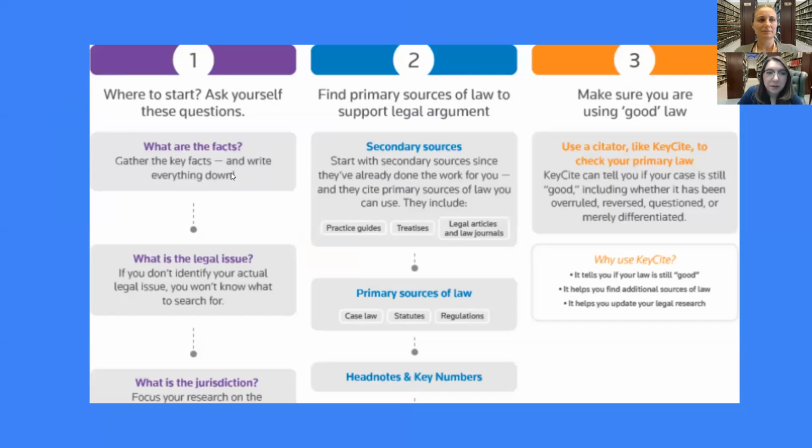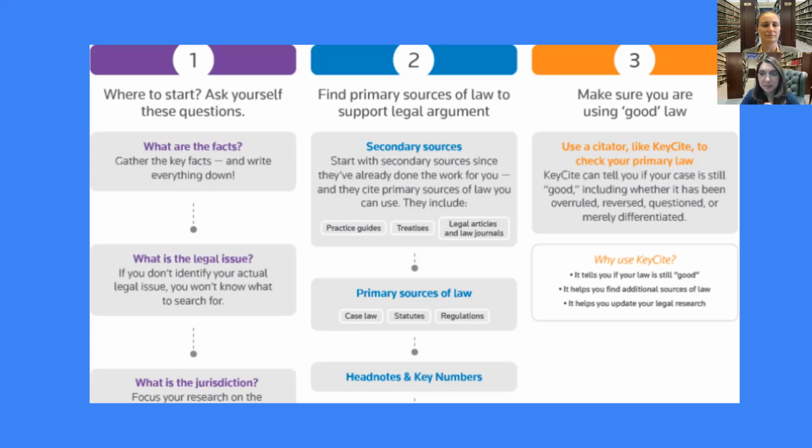So last week we went over what are the key facts. You're going to want to gather the key facts of your question or your client's question, just to determine what's going on. You're going to establish the legal issue. Sometimes in the middle of a long story, there's a legal issue hidden underneath. So it takes a couple of different reference interview questions to dive deep and get to the bottom of the legal issue.